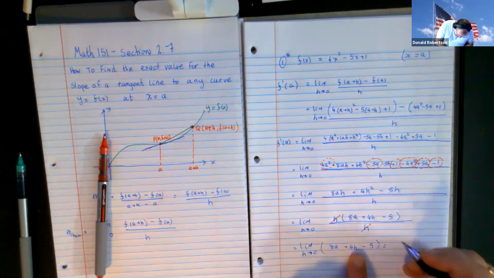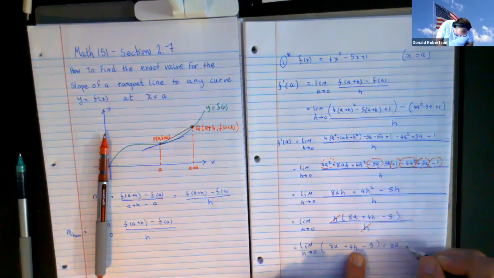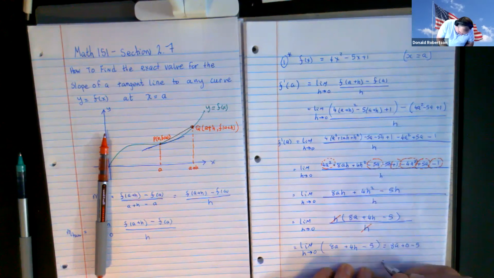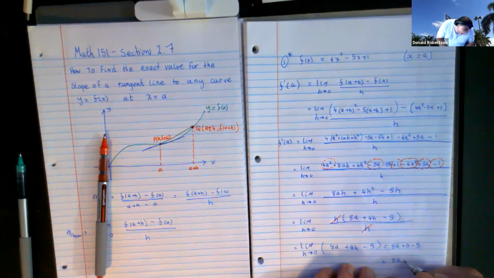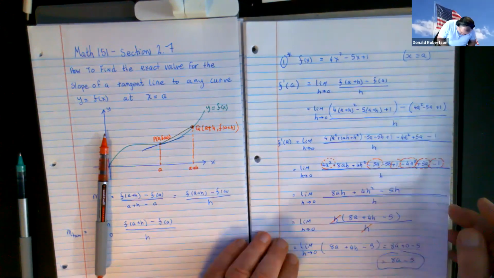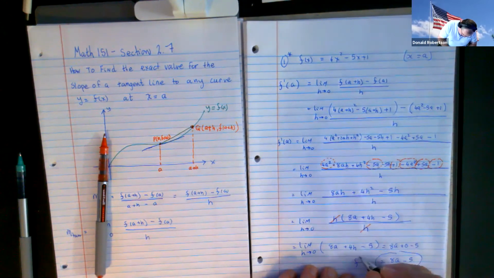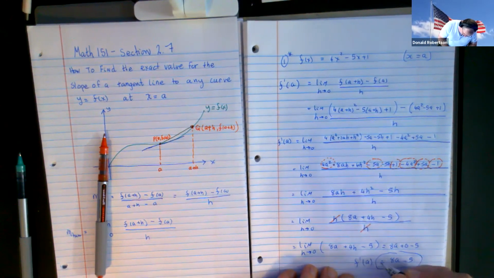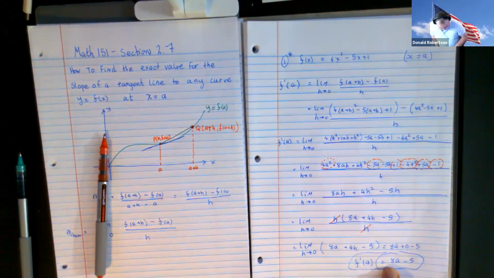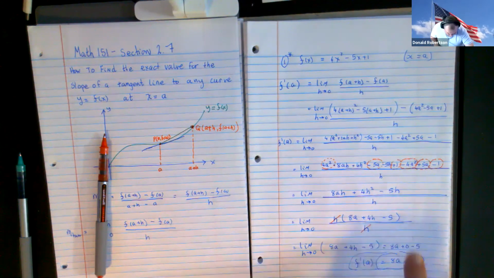And what do you get? 8a plus nothing, take away 5. And that gives me the answer 8a, take away 5. So the slope of the tangent line at any given value x equals a is 8a minus 5.